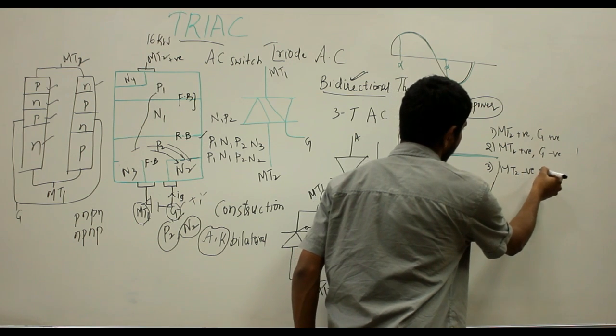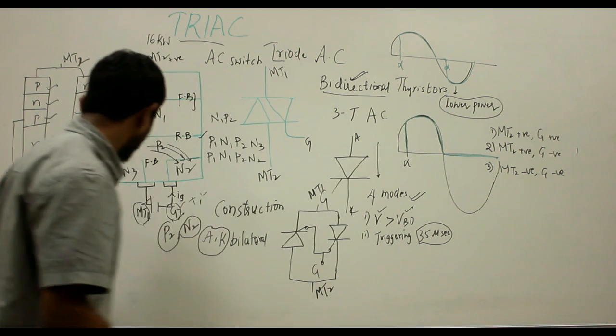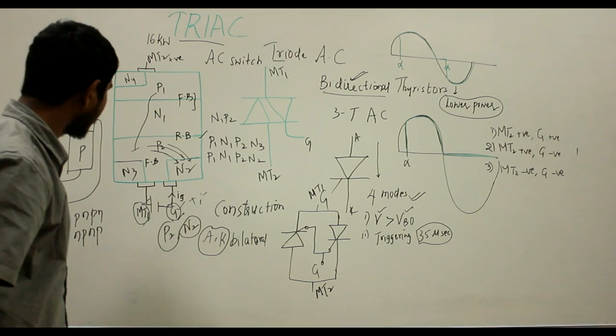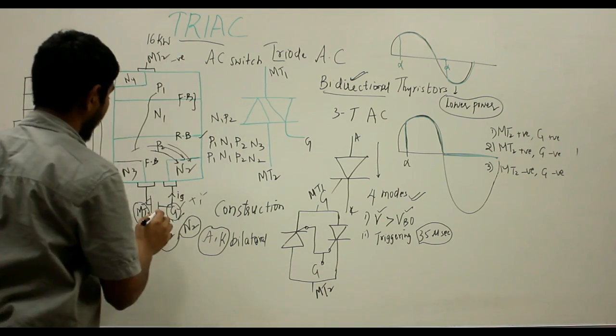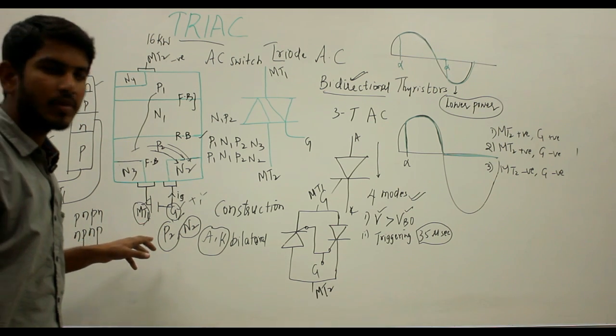Now the third mode is where MT2 is negative as well as the gate is negative. So when both are negative, you see this is negative and the gate is also made negative with respect to the main terminal T1.